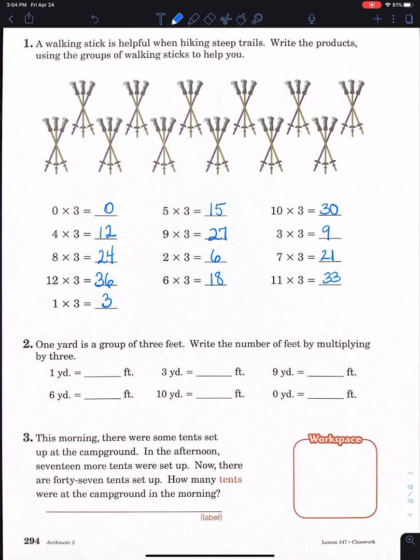For number 2, 1 yard is a group of 3 feet. Write the number of feet by multiplying by 3. So if we have 1 yard, 1 times 3 equals 3. 1 yard equals 3 feet. 3 yards would be how many feet? Well, each yard has 3 feet, so that would be 3 times 3. 3 groups of 3 feet equals 9 feet.